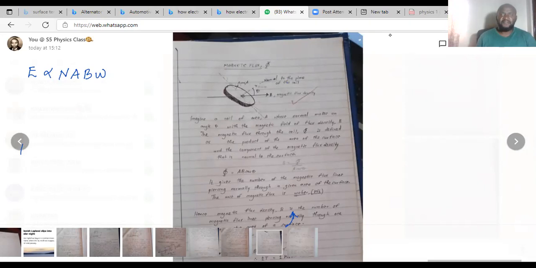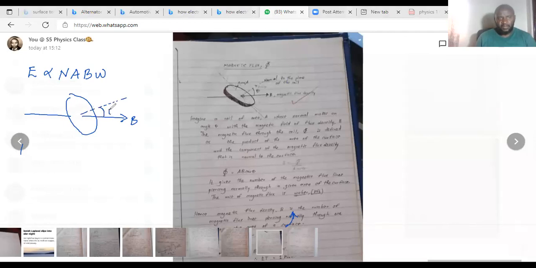Then if you have this as your field, and this is a disc which is going to be rotated through the flux of magnetic flux density B, then you have a normal to this disc which makes an angle theta, and this disc has an area capital A. So we can imagine you can either have a disc or a coil of area capital A whose normal makes an angle theta with the magnetic field of flux density B. The flux through the coil, phi, is defined as the product of the area of the surface and the component of the magnetic flux density that is normal to the surface.